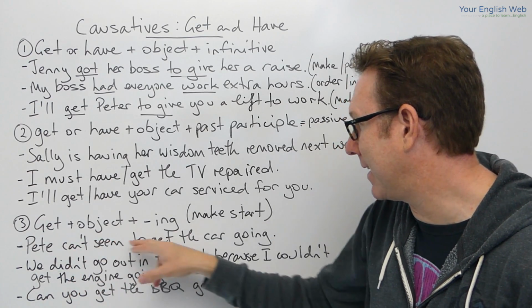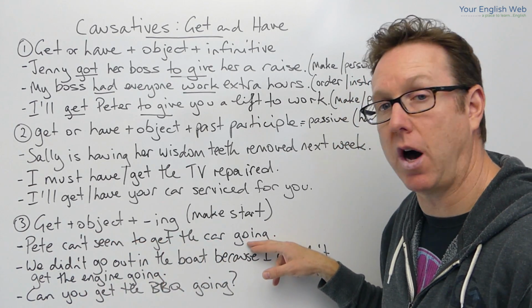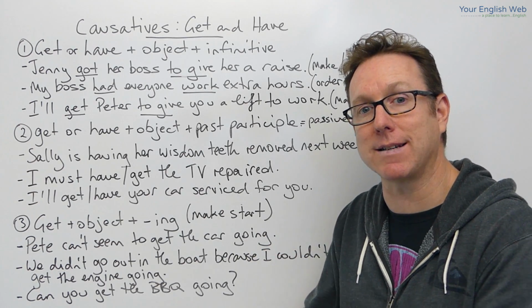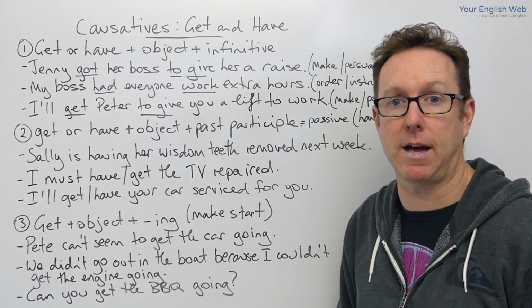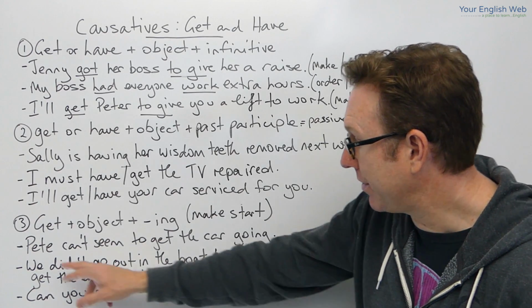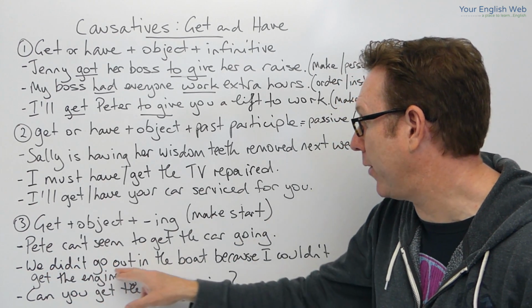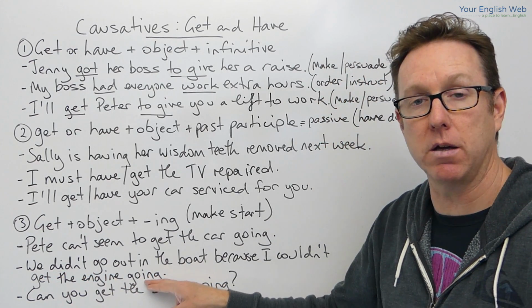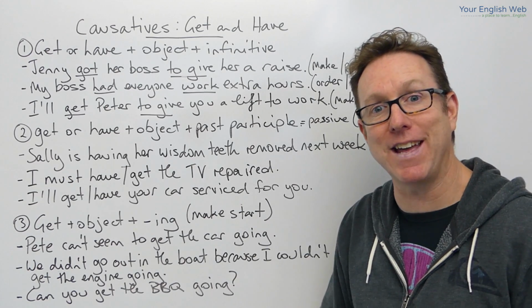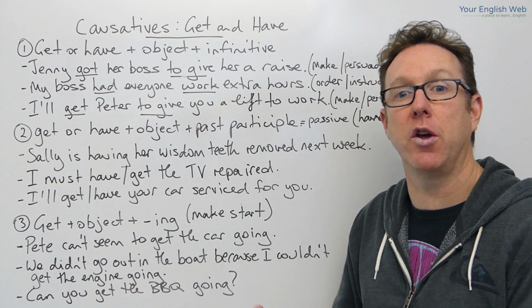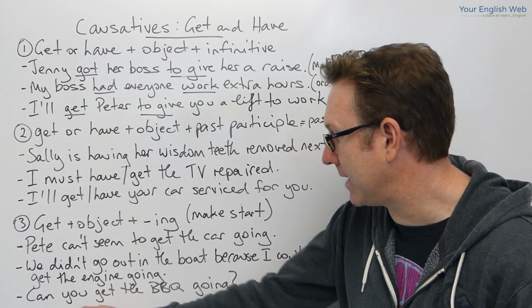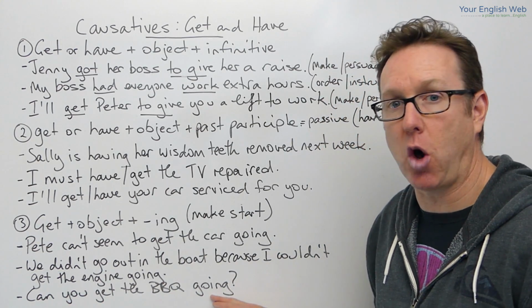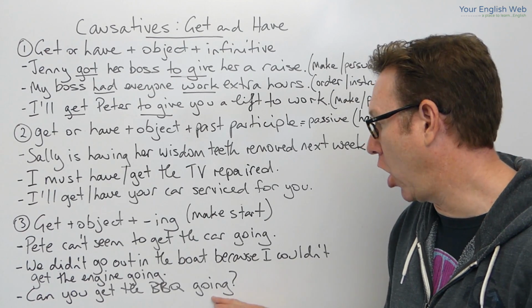So get, object, ing, going, meaning to start. He can't seem to get the car to start. He can't seem to get the car going. The next one. We didn't go out in the boat because I couldn't get the engine going. Okay? I couldn't get the engine to start. I couldn't get the engine going. And the last example, question, can you get the barbecue going? Can you get the barbecue going?